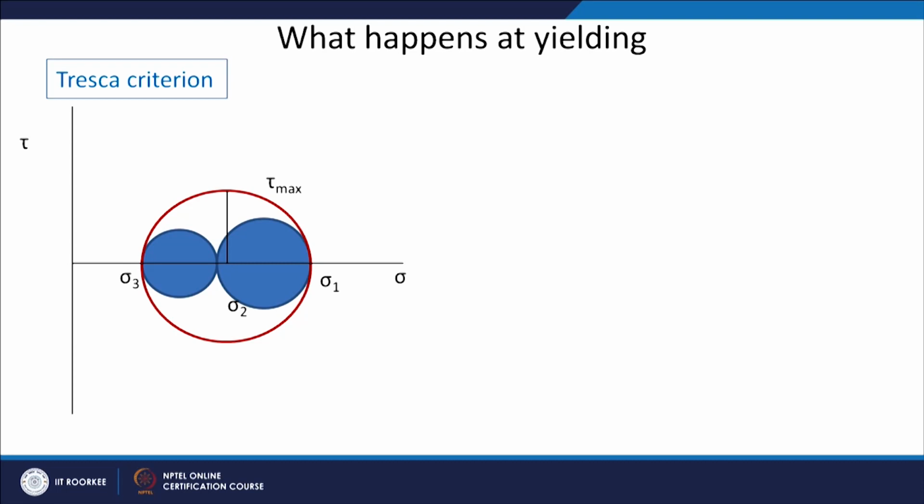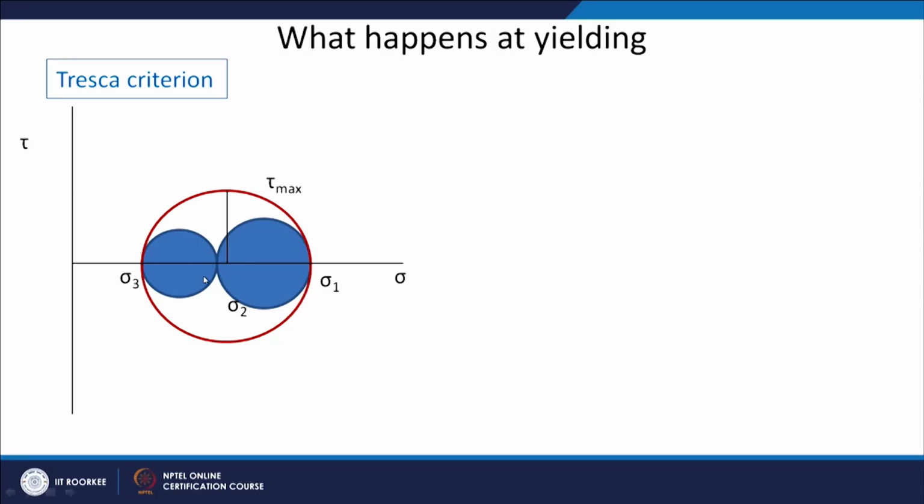So, to understand what happens at the yielding, we will look at one of the criteria, that is Tresca criterion. If you remember in your strength of materials course, you must have gone through different yield criteria, and one of the yield criteria is Tresca criterion. The Tresca criterion says that whenever the maximum shear in the system reaches the shear strength of the material, the yield strength under shear of the material, then yielding will take place.